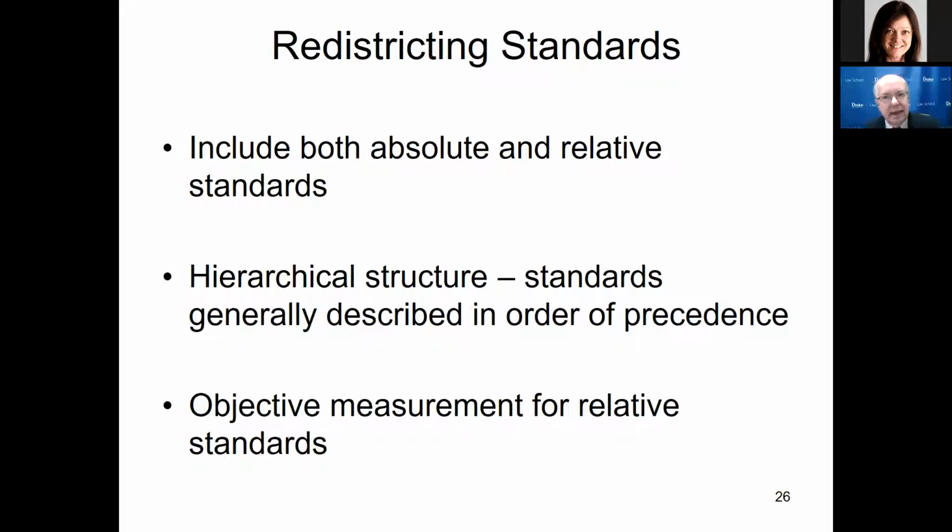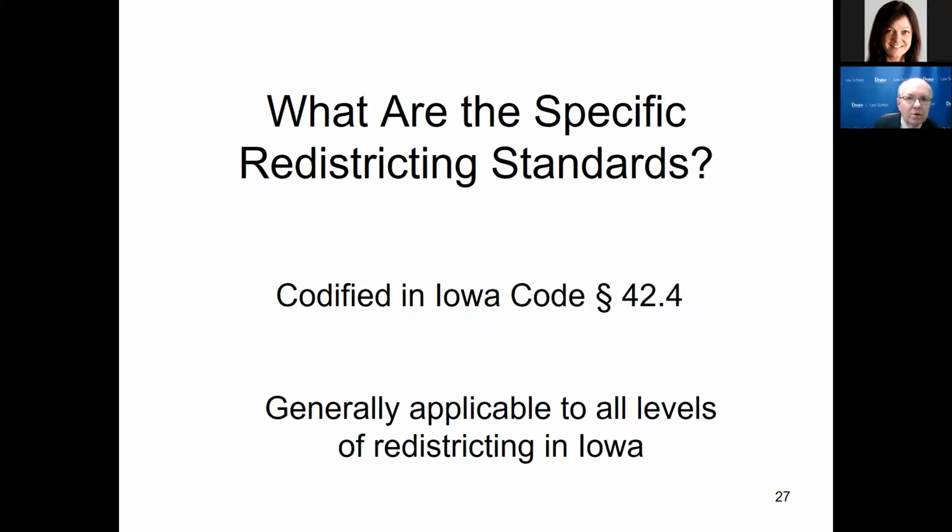The redistricting standards consist of both absolute and relative standards. It's hierarchical in structure. The standards are generally described in order of precedence, the most important listed first. And objective measurements are used for a lot of the relative standards. So what are the specific redistricting standards? They are codified in Iowa Code Section 42.4, and they're generally applicable to all levels of redistricting in Iowa.